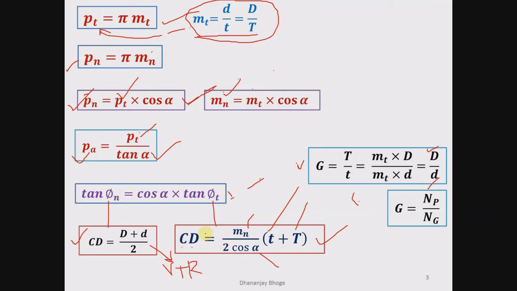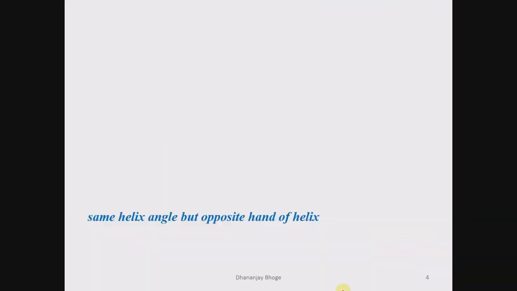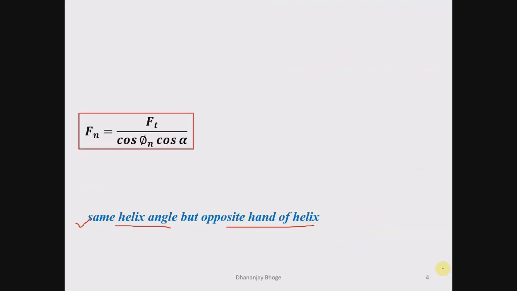g is also equal to speed of driving gear divided by speed of driven gear, because speed of pinion is always greater than the speed of gear wheel, because pinion is smaller than the wheel. Now, an important thing you will remember is that two mating helical gears should always have the same helix angle and opposite hand of helices.